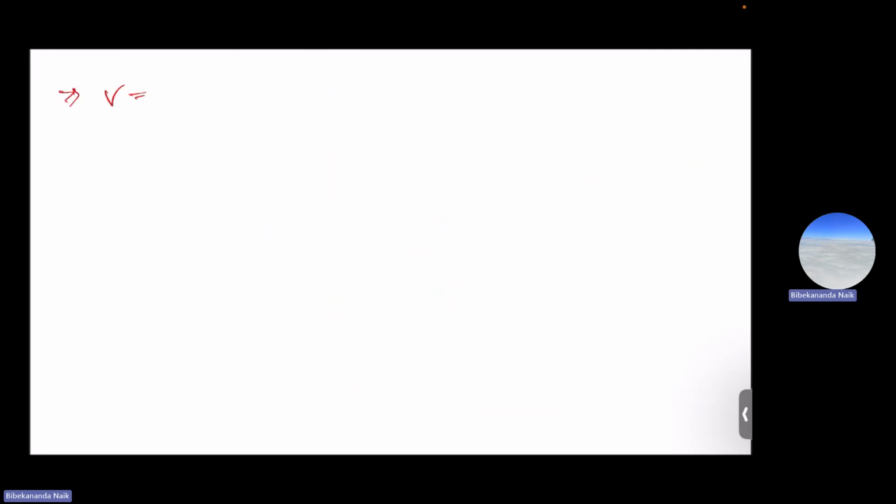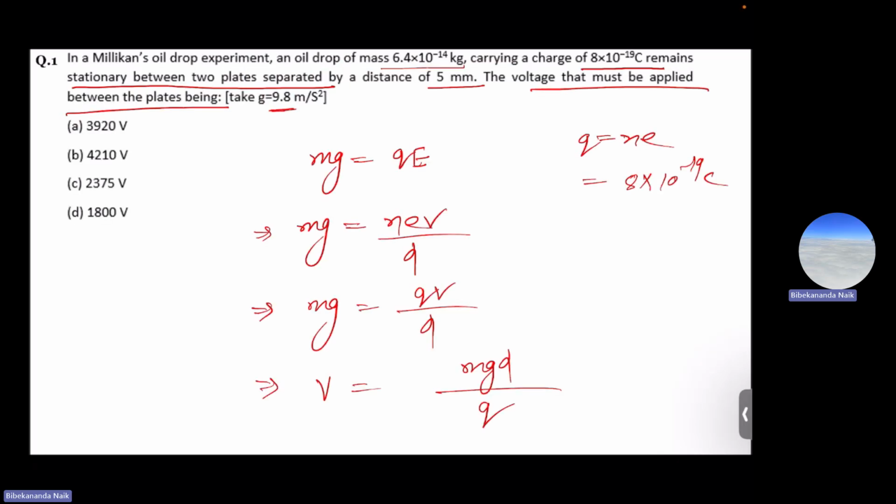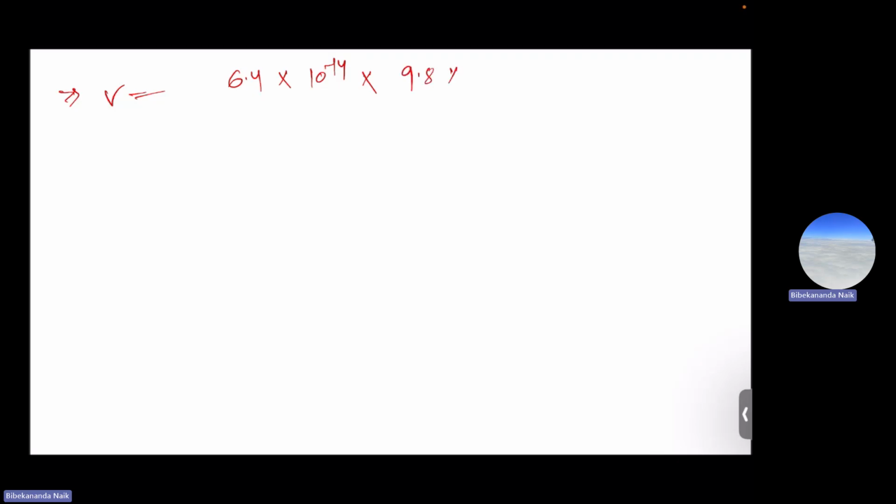So V is m. What is the value of m? m is 6.4 into 10 to the power minus 14, into g. In the question it is mentioned g is 9.8, so we will take 9.8, into d is 5 mm, so 5 into 10 to the power minus 3, divided by the charge, which is 8 into 10 to the power minus 19.